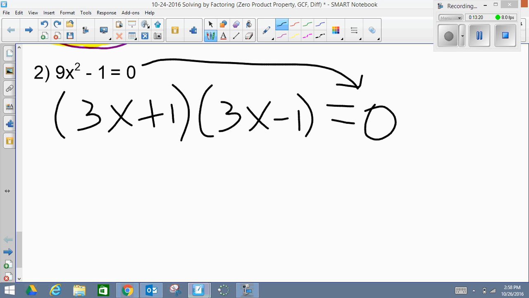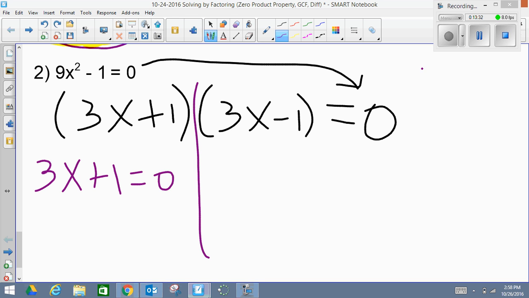How many factors do I have? You need to identify that. I have two parentheses that are multiplying each other, so I have two factors, which means that every parenthesis, every factor, has to be equal to 0. There's one factor equal to 0, and my other factor equals 0.